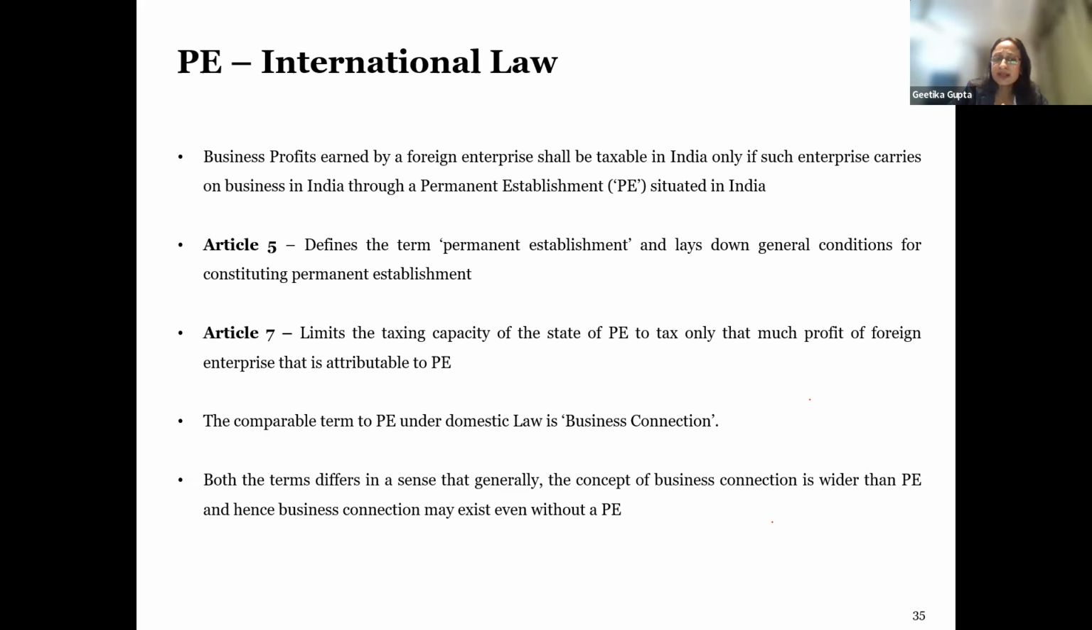The comparable term to the PE under domestic tax law is business connection. But again, business connection is a very, very wide term. PE is a little narrower term. So as I mentioned, we'll discuss this by way of an example.